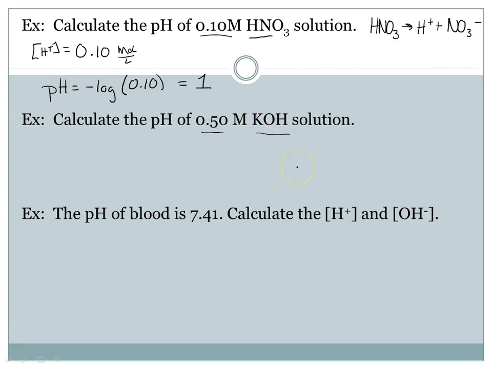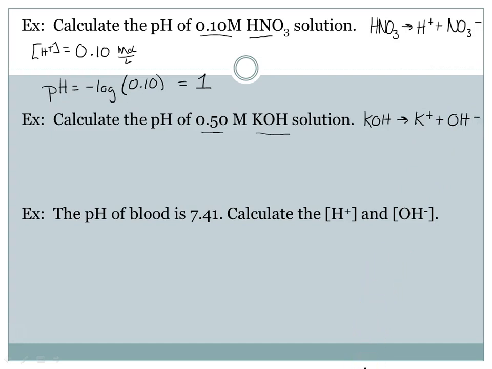So the first question you're going to ask yourself is, is this a strong base or a weak base? Potassium hydroxide ends in an OH, so I know it's a base. This is a strong base because it's made from an alkali metal. So what that means is that I really don't have potassium hydroxide. What I have is a concentration of potassium ions and hydroxide ions.